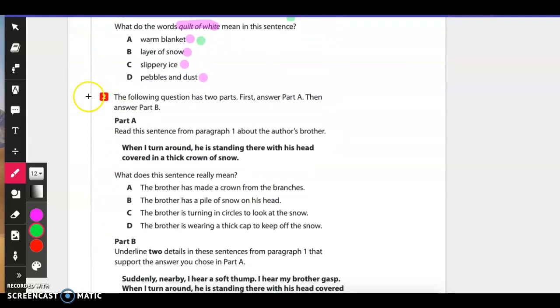Then part A. Which sentence from paragraph 1 for number 2, I'm sorry, my kids are running in the background. Read this sentence from paragraph 1 about the author's brother. When I turn around, he is standing there with his head covered in a thick crown of snow. What does this sentence really mean? Read all of your answer choices and remember, he doesn't really have a thick crown of snow like a king's crown on his head.